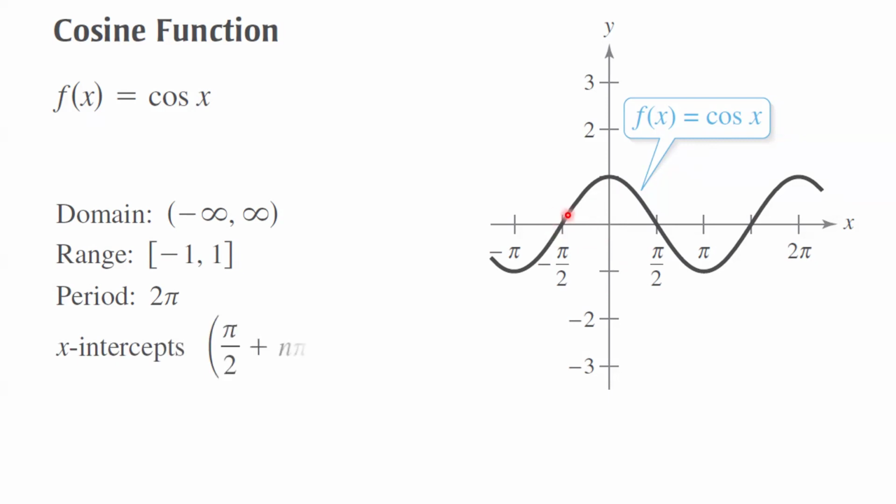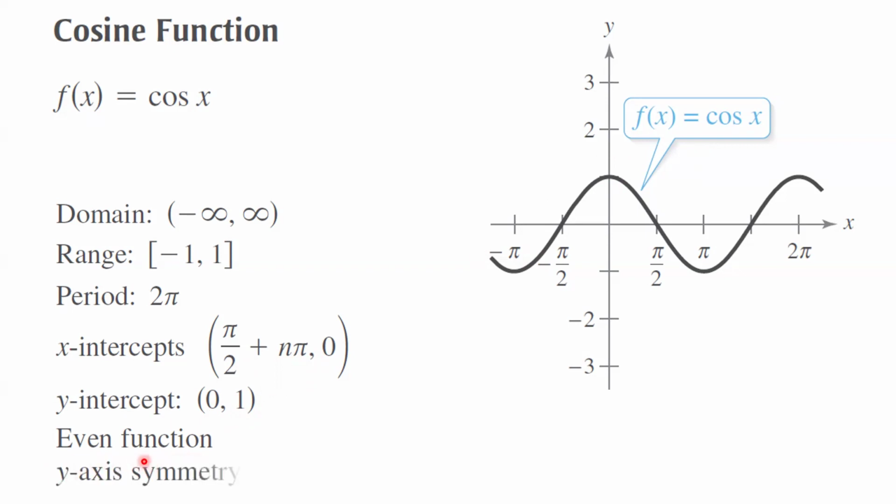X-intercepts, well, it hits the x-axis at -pi/2, pi/2, and pi/2 plus n times pi. These are all x-intercepts. The y-intercept only happens at 1 point. When x is equal to 0, y is 1. It's an even function. f of x is equal to f of minus x, and the axis of symmetry is the y-axis. So it's the reflection with respect to the y-axis.